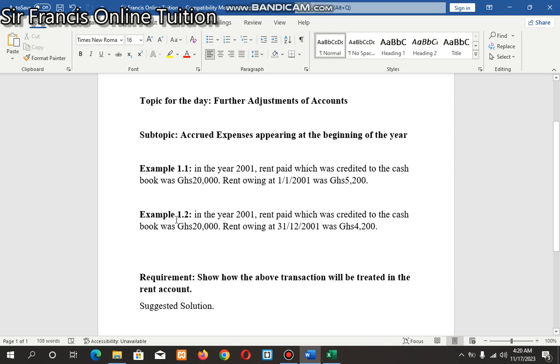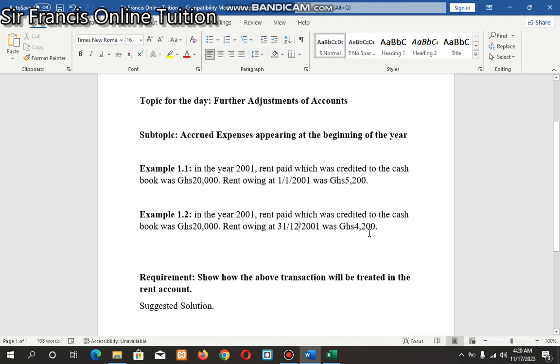Today what we're going to do is look at an expenses owing appearing at the end of the accounting year, and how we can treat such a transaction in our books using T account. We'll be looking at example 1.2, which says that in the year 2001, rent paid which was credited to the cash book was 20,000. Rent owing at 31st December 2001 was 4,200.